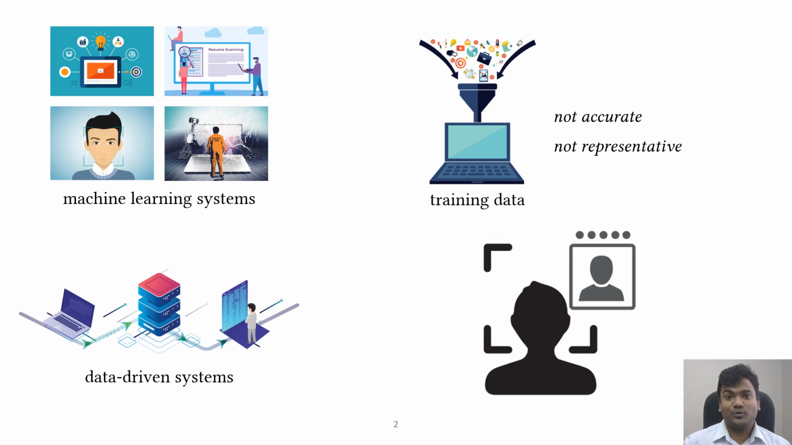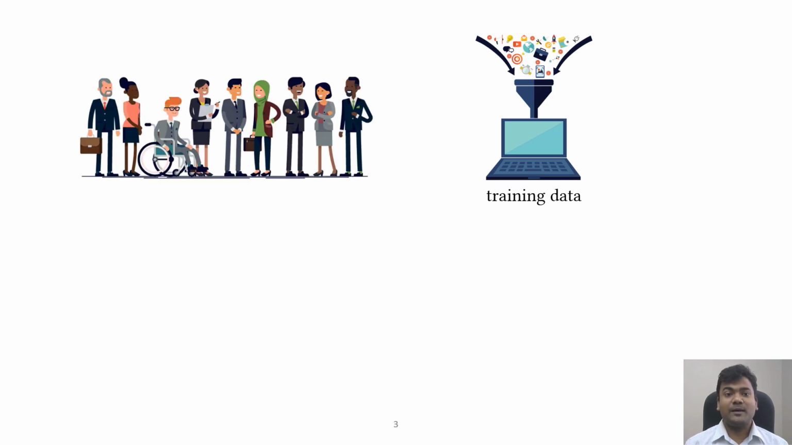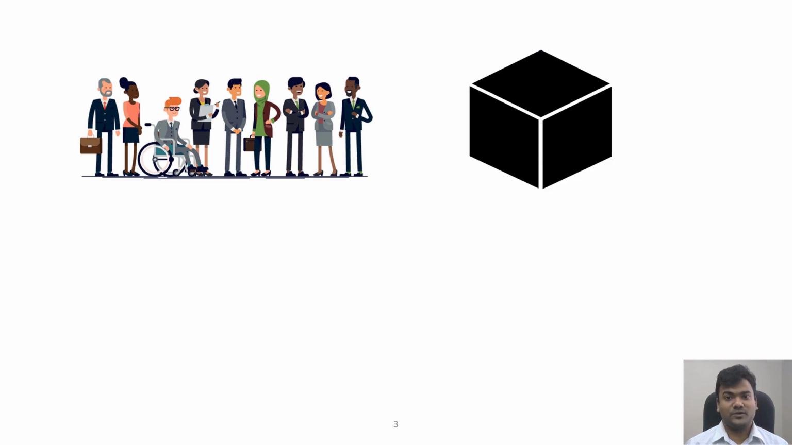For example, most face recognition softwares seem to perform poorly for people of color. Now, one explanation to this is that the systems have been trained with images of mostly white faces which are not representative of the population. Now, despite the importance of training data, for a number of stakeholders, the training data and the training process is a complete black box. They don't have any information on it.